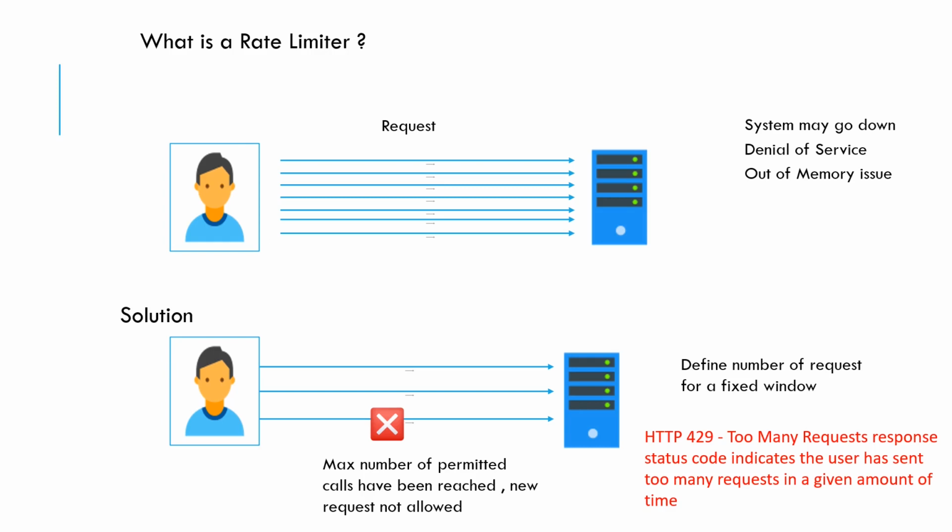So at least the system is available for other consumers. Suppose you have 5 clients and one client is breaching the contract, the other four customers can still access it. Otherwise, the system might go down, and it will be a very bad experience for all the customers.